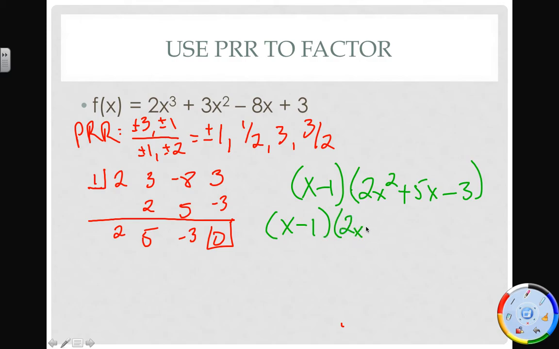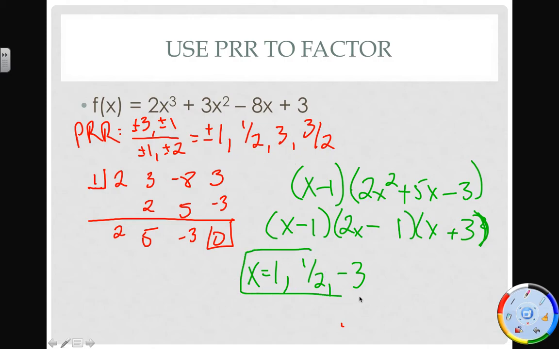So if I said 2x minus and x minus, I think a 3 goes there and a 1 goes there. I get a plus 6 and a minus 1 makes a plus 5. That means all of my zeros are x equals 1, x equals 1/2, and x equals negative 3. And notice all three of those numbers were on this list. So in this case, we got some pretty nice numbers.